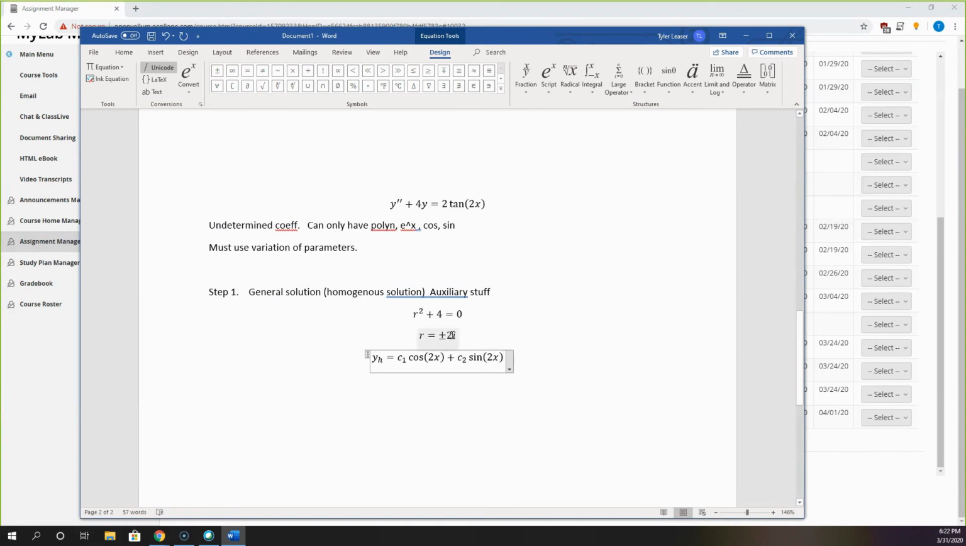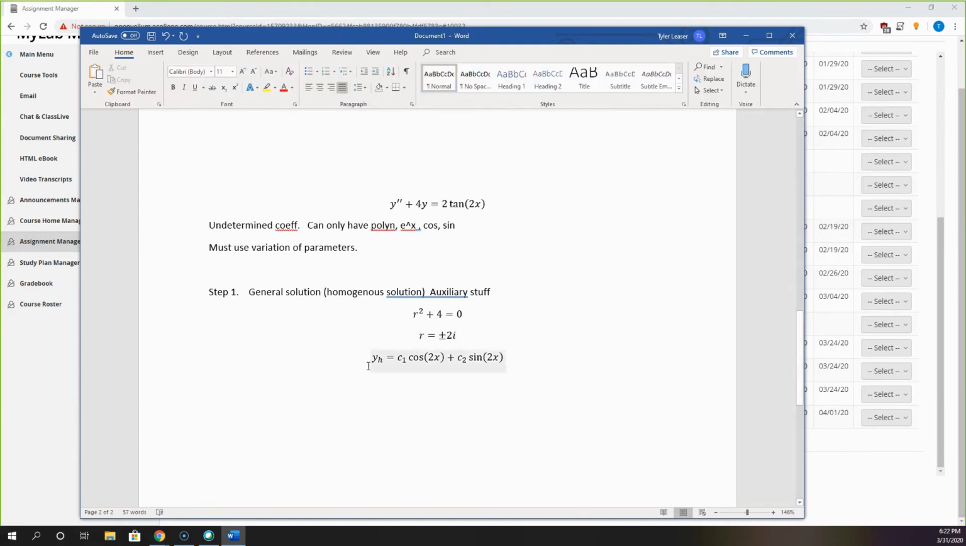Right, so again, complex solution, e to the alpha, but that's just 0, and then cosine and sine of the beta, which is the 2 here. Okay. So that's the homogeneous form. This would be the solution if there was no 2 tangent 2x on the other side. If this was just 0, this is the final answer. Ours is unfortunately not that easy.